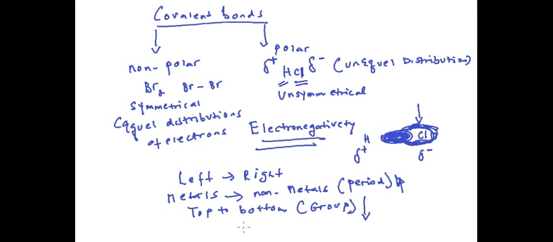And just for your information, the element fluorine has the highest electronegativity, and its value is about 4.0. It's measured quantitatively. That's the highest one. This is the maximum electronegativity value you can ever find in the periodic table.